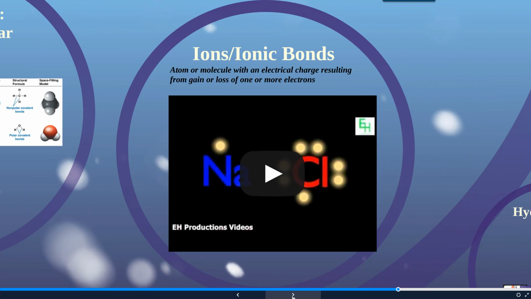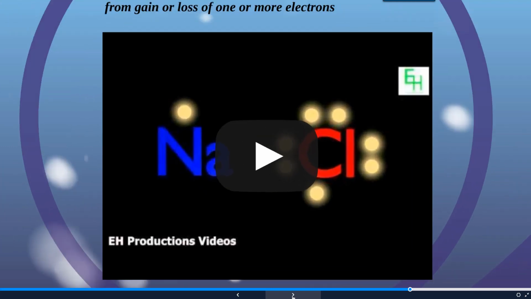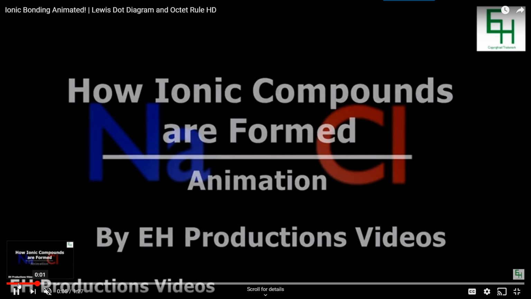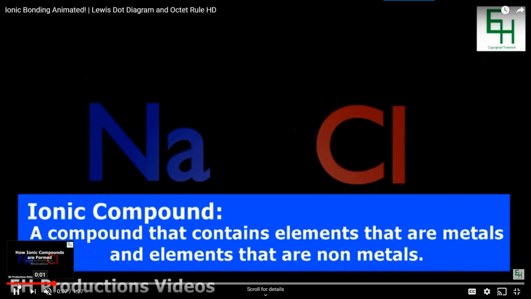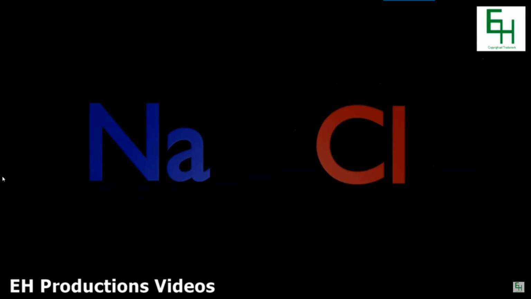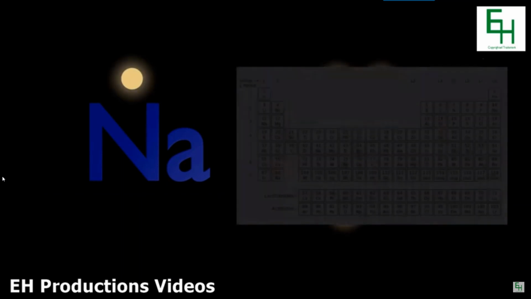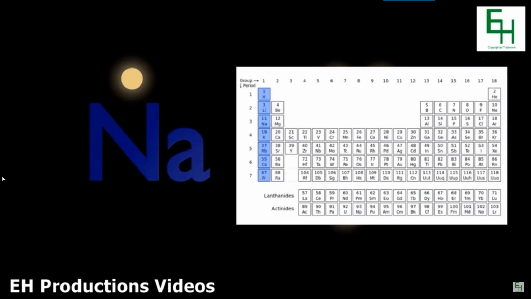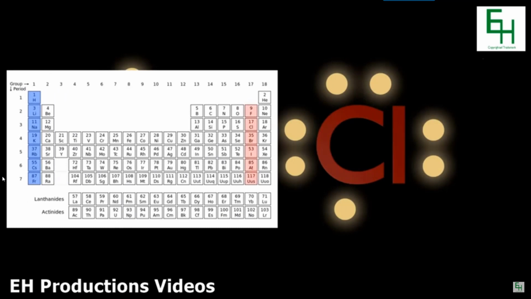Now here's a little bit about ionic bonds, which are essentially going to be atoms that gain or lose electrons. So within this animation, we're going to see how ionic compounds are formed. Essentially, an ionic compound is going to be a compound that contains elements that are metals and elements that are nonmetals. In our example here, we have sodium on the left-hand side and chlorine, which is a nonmetal, on the right-hand side. Oftentimes, you'll find them represented in different regions within the periodic table.